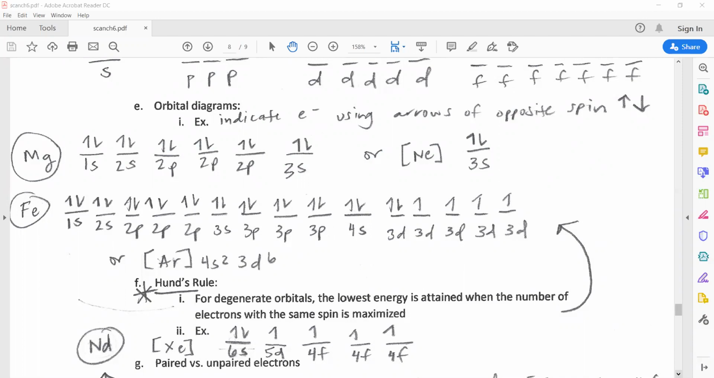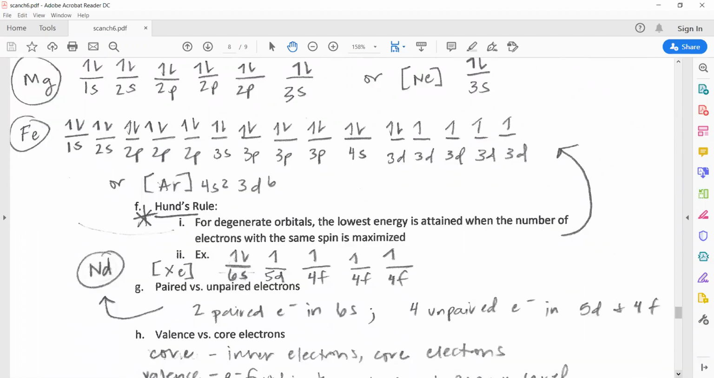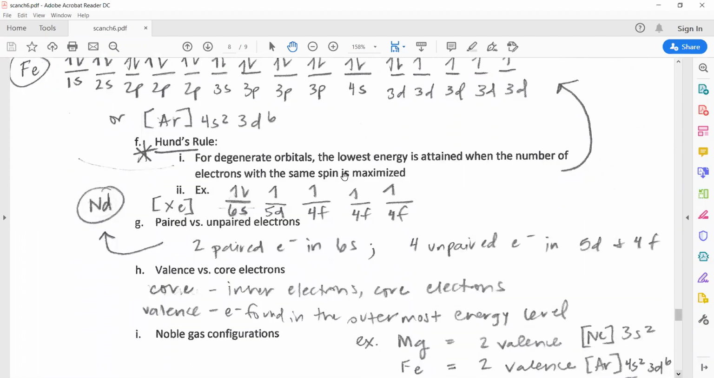I'll show you one more. With the Nd, we also did Nd on the last page. And xenon, the noble gas configuration was xenon 6s2, 5d1, 4f3. So the way we would do that is 6s would get the 2 electrons, 6s2. 5d, I could have gone ahead and drawn 5d blanks. Only one of them gets an electron, but it's fine to have the others sitting there blank, no problem.